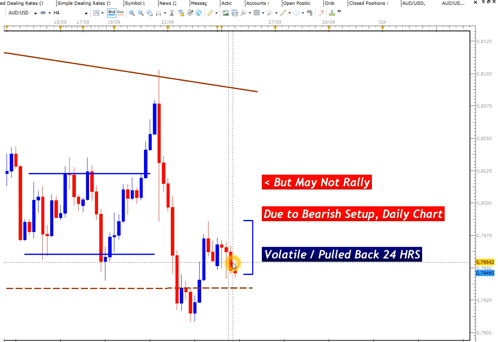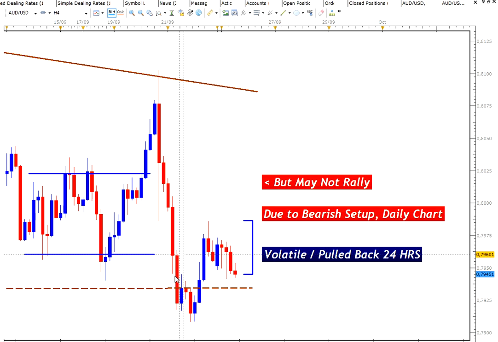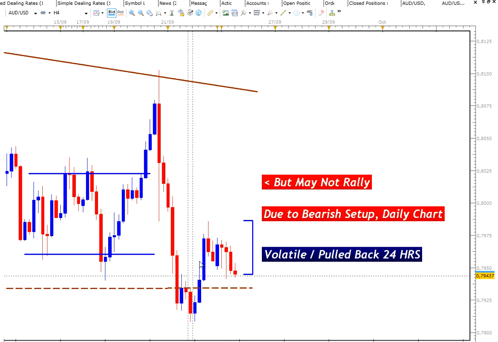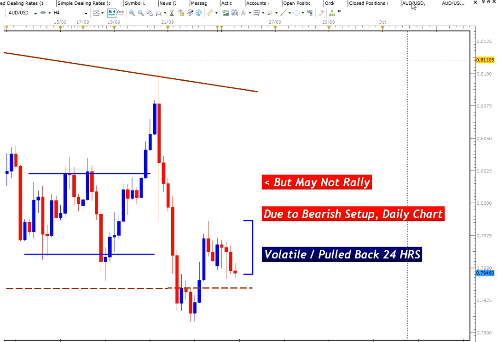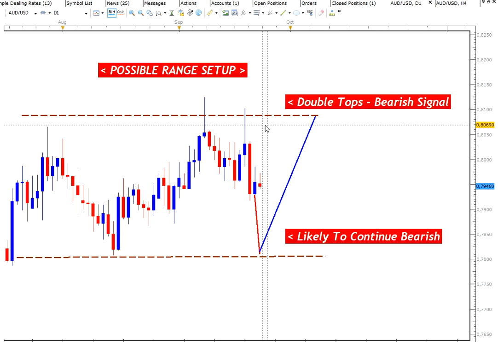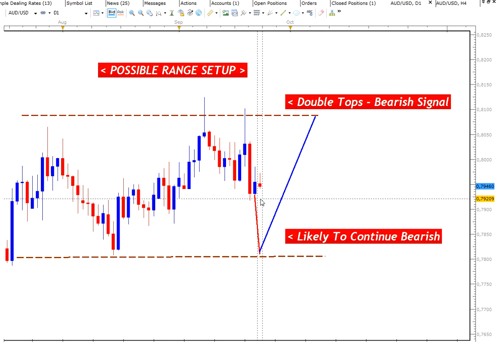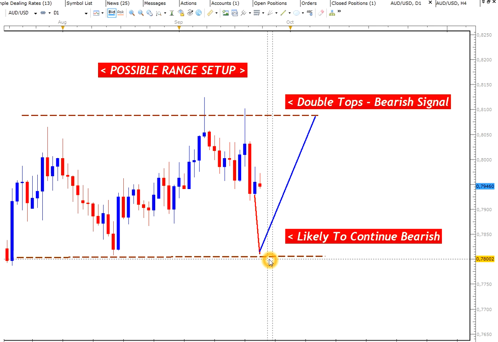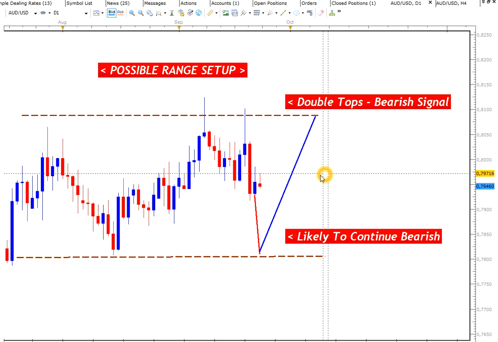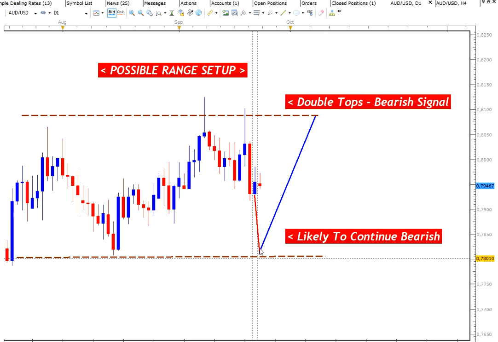So this was a quick example, but a very important example of showing you why it is very important that the signals and the setups on the 4-hour chart need to be in sync with what is taking place on the daily chart. If the overall scenario of the daily chart is telling us that the market is going to be moving bearish, then any bullish signal that we see on the 4-hour chart has a very low probability of actually being successful.